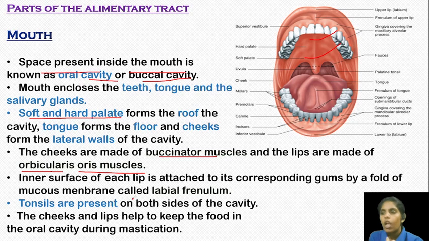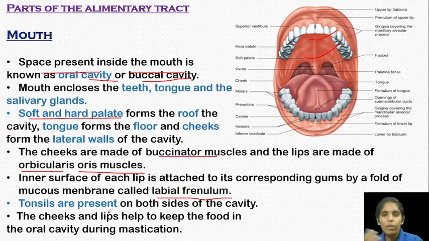Remember the names. And the inner surface of each lip is attached to its corresponding gums by a fold of mucous membrane called labial frenulum. Gums are nothing but fleshy structures which will accommodate teeth. They will form pockets and they will accommodate teeth. And to those gums, the lip is attached by a fold of mucous membrane called labial frenulum.